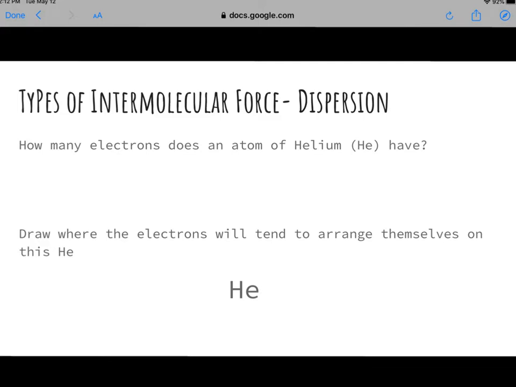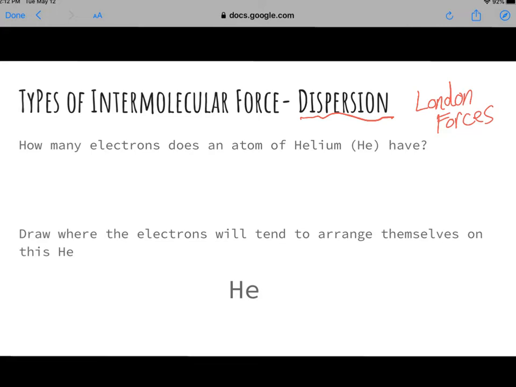So there are three types of intermolecular forces with varying strengths. So we're going to start with the weakest one, which is called dispersion. Sometimes it's called London forces or London dispersion forces. So you might see those different ways of writing it. But let's start out with an example, really simple atom, helium.